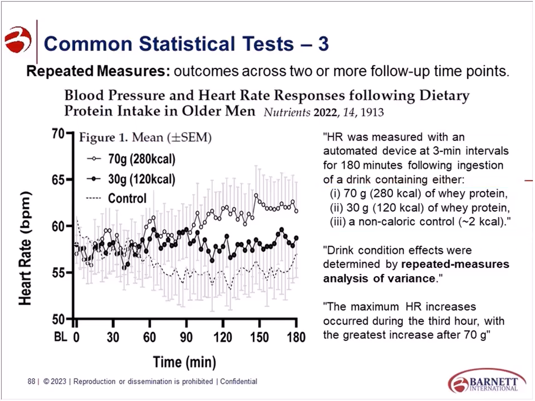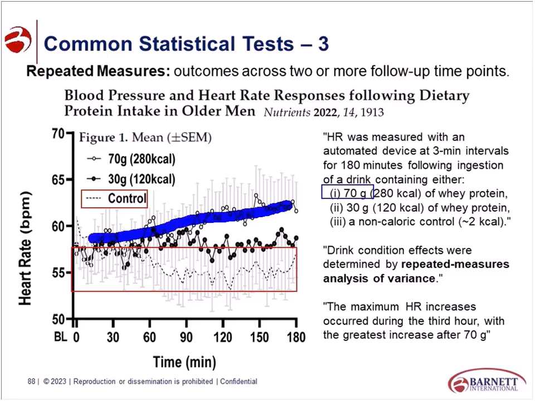We notice that among the controls, the control group here is basically flat, as expected. Your heart rate stays stable. There are some fluctuations over 3 hours, but basically your heart rate stays stable. Among the men who got the high dose, the 70 grams, you notice that their heart rate actually increased. This is what we do in repeated measures.